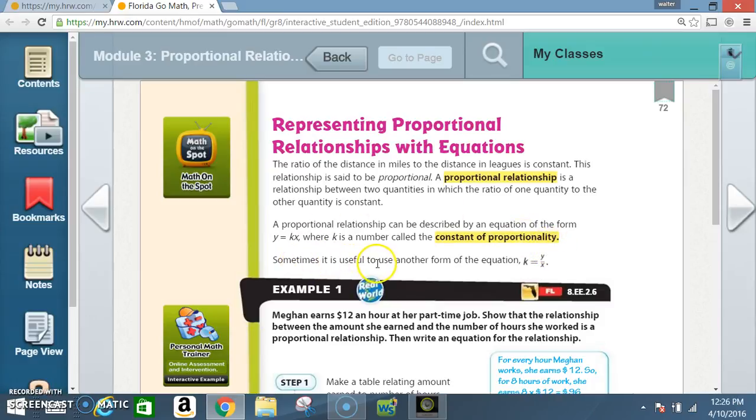Sometimes it is useful to use another form of the equation, k = y/x. In other words, they solved this equation for k. They got k by itself.